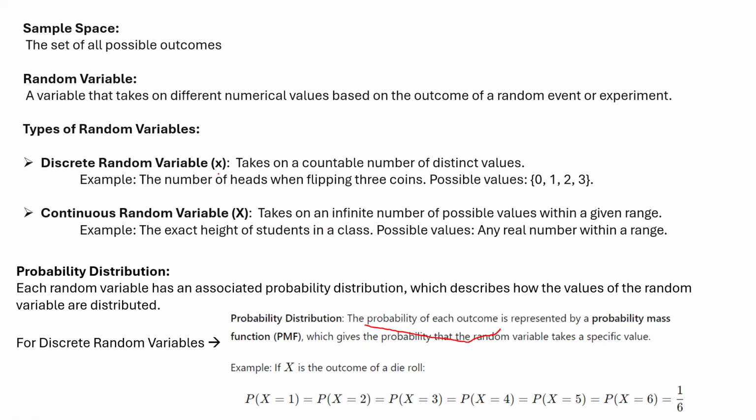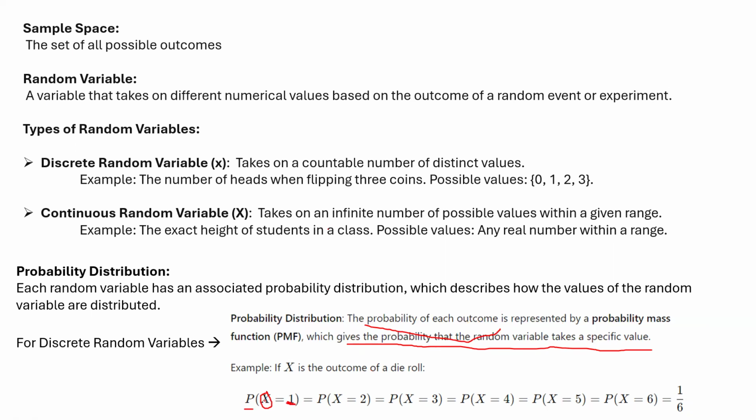A random variable will just store the outcomes, whereas the probability mass function, or probability distribution, in the case of discrete random variables, calculates the probability of that random variable taking a specific value. So it gives the probability of the random variable, which is x, taking on 1, which is the outcome.